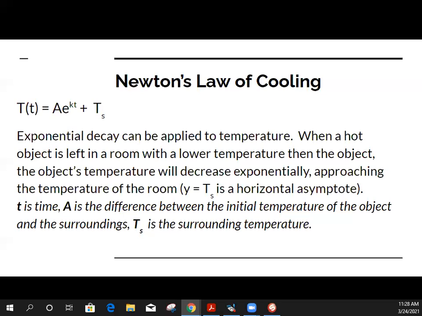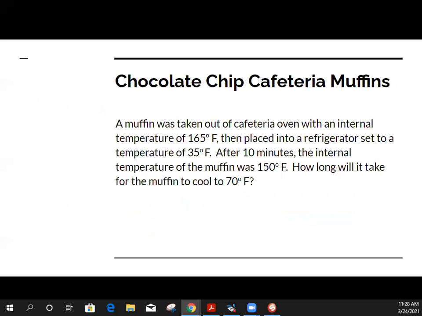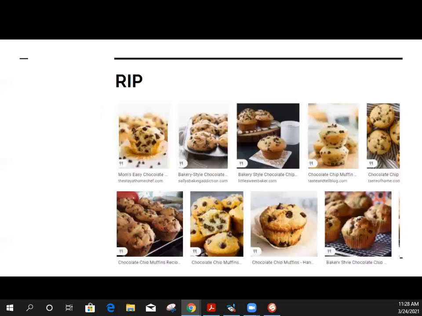All right, so now let's talk about a touchy subject. We might get emotional, especially for the sophomores. The freshmen, this might not mean anything to you, but I want to talk about chocolate chip cafeteria muffins. Let's have a moment of silence for them. Okay, they're gone but not forgotten, and they will be back.